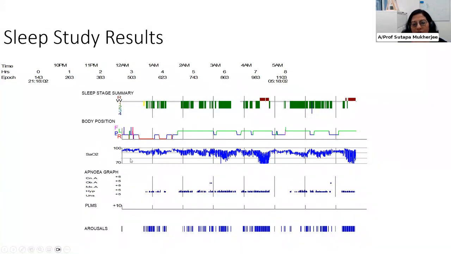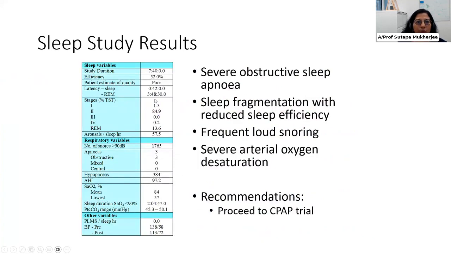And this is oximetry, which I'm not sure if you've looked at many of these, but you can see that he starts off when he's awake around in the high 90s, but at various times during the sleep study, he's dropping down below 70. The apnea graph has been scored here, and you can see quite a few hypopneas and arousals, which is the EEG arousals. And so the actual report shows that his apnea hypopnea index was 97.2 events per hour.